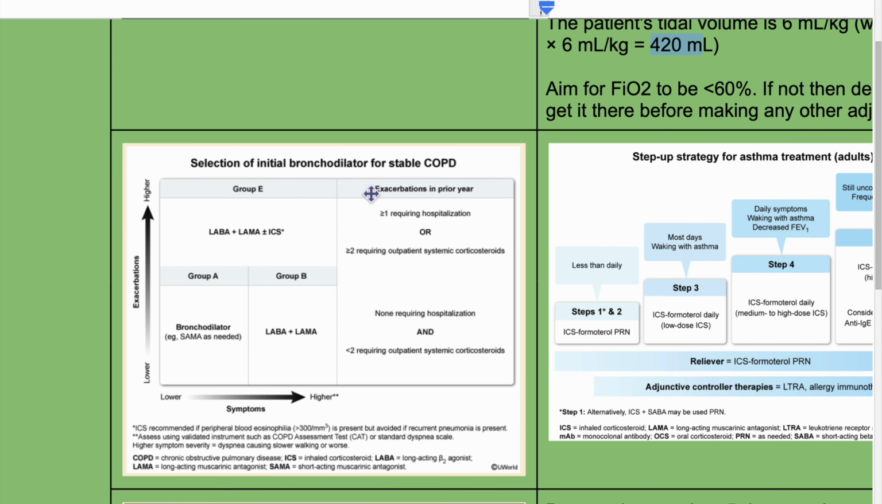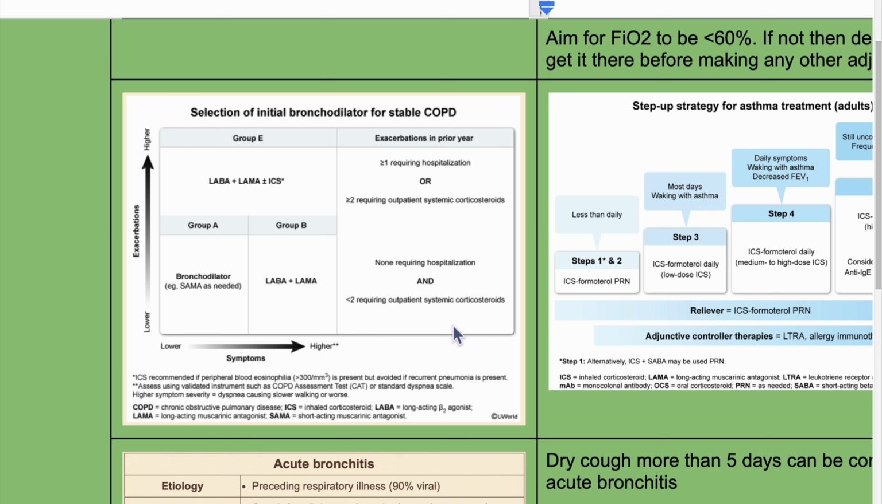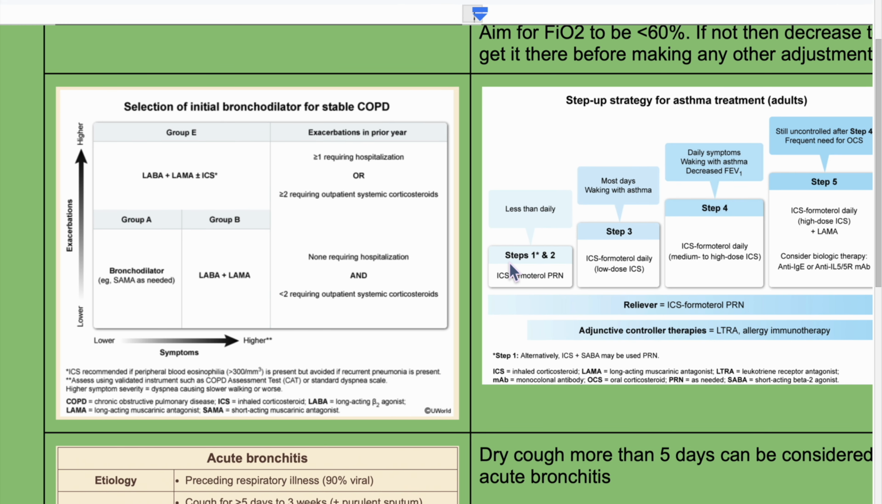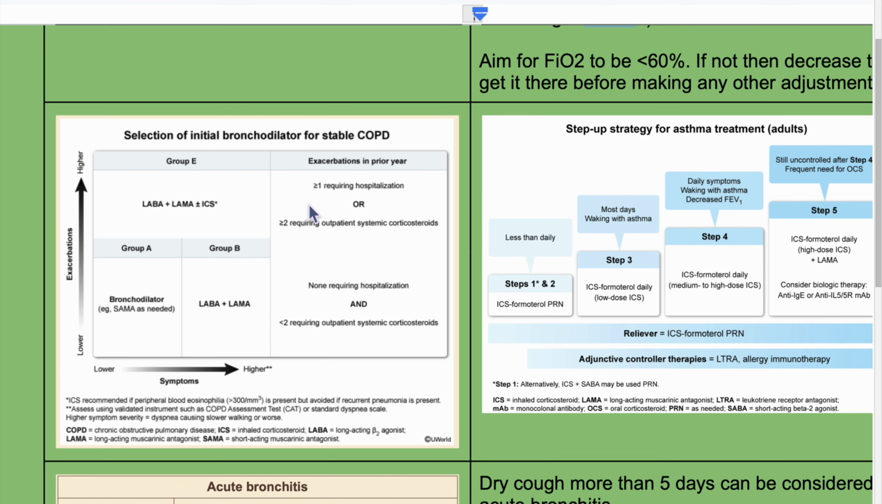Okay. Selection of initial bronchodilator for stable COPD. So when it comes to COPD, this is different from asthma, even though they have overlapping medication routines. For selection of initial bronchodilator for stable COPD, you start over here. If they don't have exacerbation and the symptoms are on the lower end, you start with bronchodilators. For example, short-acting muscarinic antagonists as needed, right? So they only have to take it when they need it.